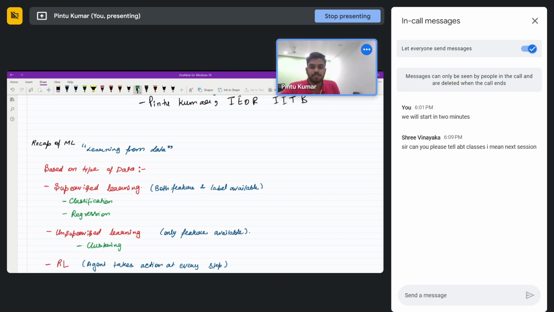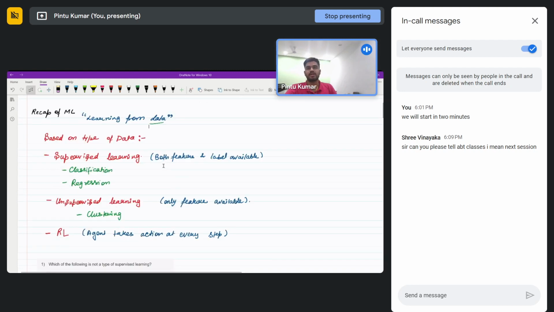Based on the type of data that we have, we can classify machine learning into broadly three paradigms. There can be more divisions, but broadly three subclasses. One is supervised learning, another is unsupervised learning, and the last one is reinforcement learning. So what is supervised learning?